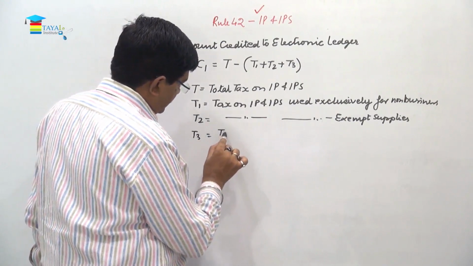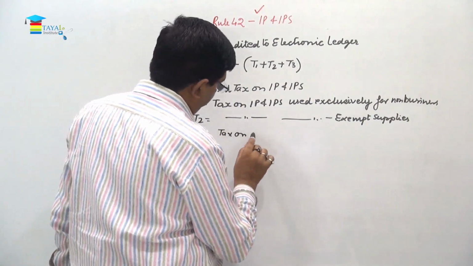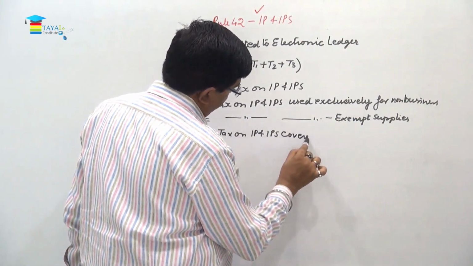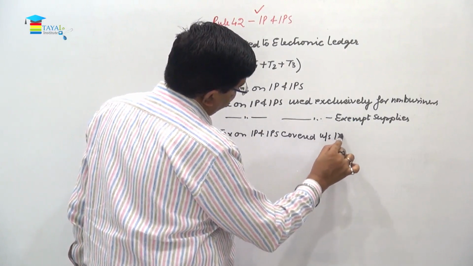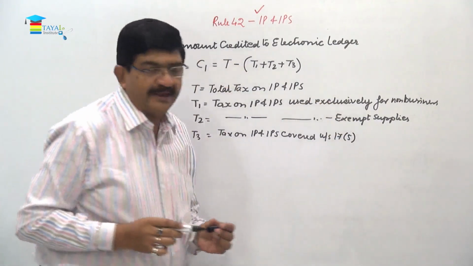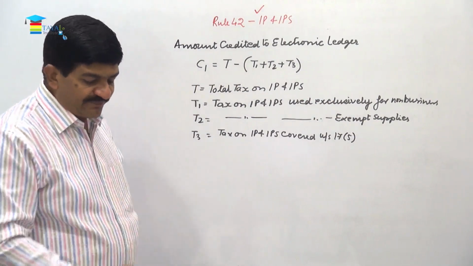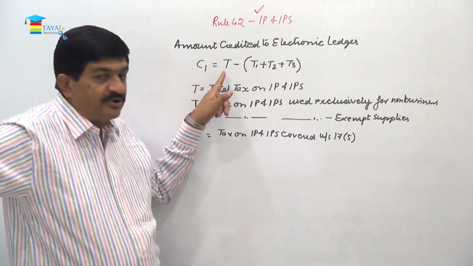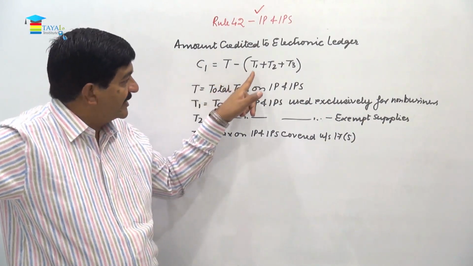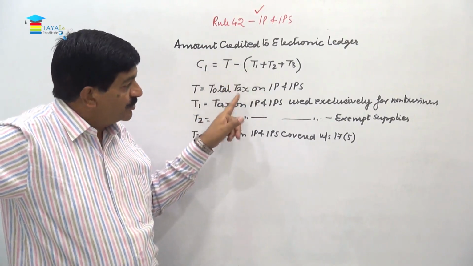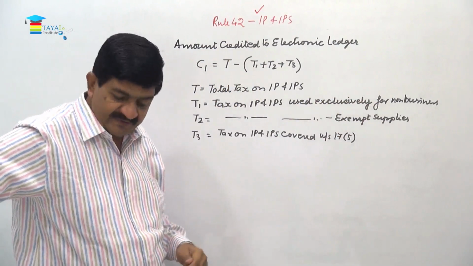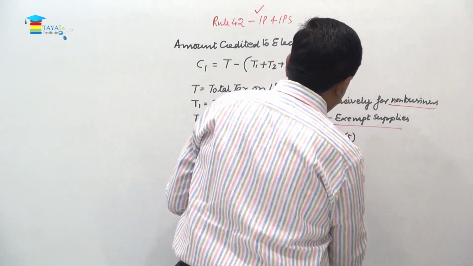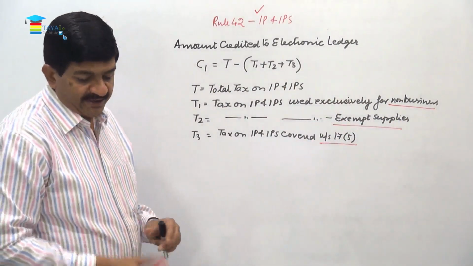This is tax on inputs and input supplies covered under section 17 subsection 5. Okay. So effectively what you are saying is that how much amount is going to be credited in the ledger, that will be total tax on all input supplies minus tax on the supplies which are used exclusively for non-business purposes. So underline the word non-business. This is exempt and this is blocked credits, right?